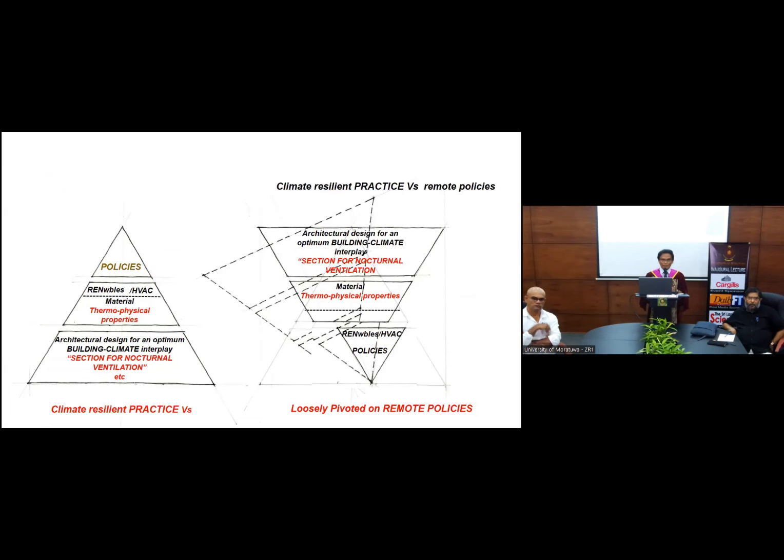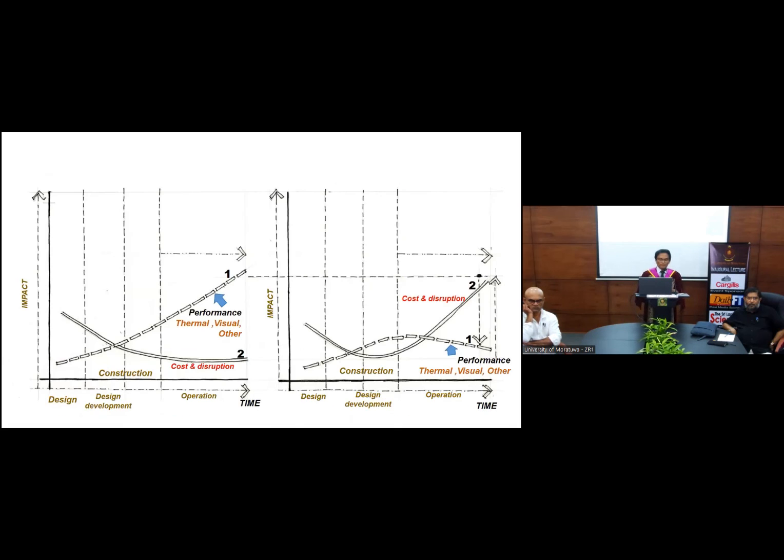So if you introduce this building-climate interplay properly in the design, the system can be very stable. But if you do not rely on the architectural design, but rely primarily on policies for introducing renewable energy without any interventions in architectural design, the system is not stable. So therefore, intervention at the design and design development stage is important to increase the thermal performance and visual performance, and then reduce the cost and disruption to the nation. If you do not do that, the graph works the other way.